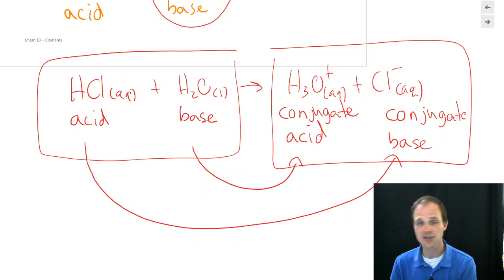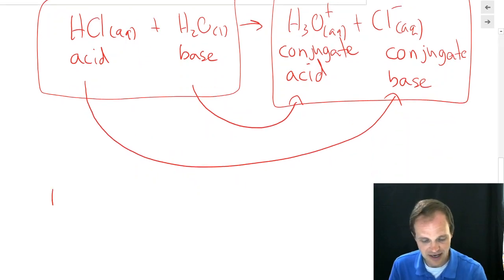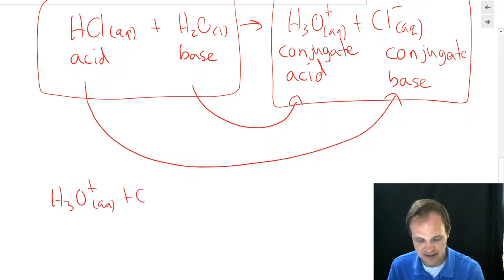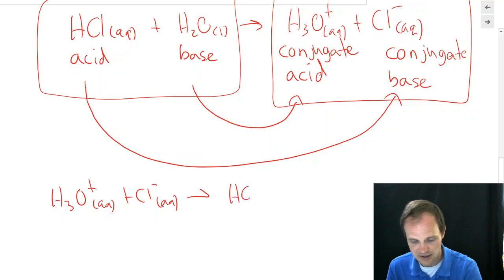And the reaction's just always as written. Reactants are on the left, products are on the right. So I could take the same reaction and write it backwards. In fact, let's go ahead and do that. Let's write H3O plus aqueous plus Cl minus aqueous goes to HCl aqueous plus H2O liquid.